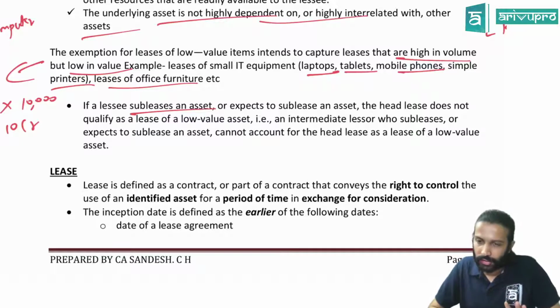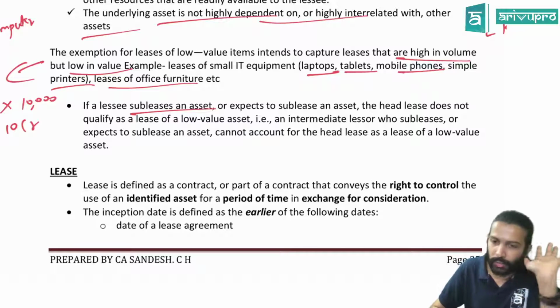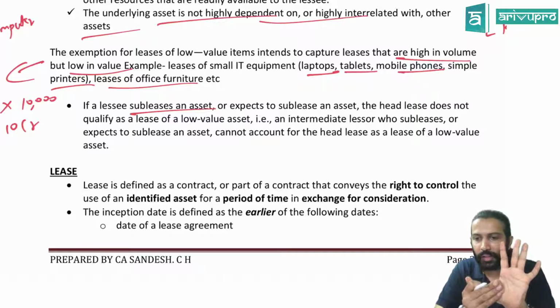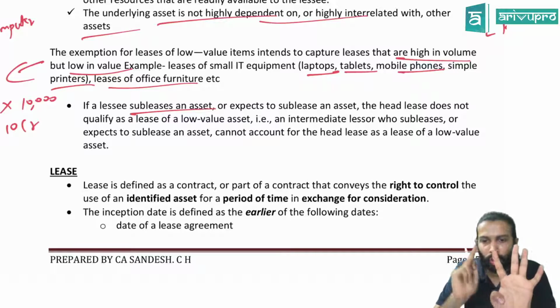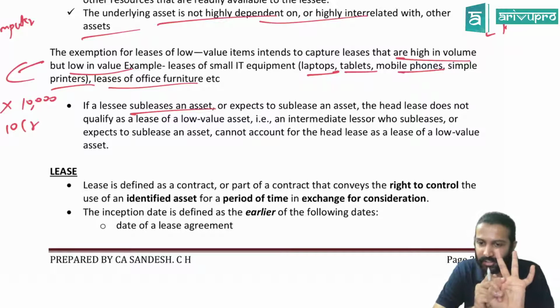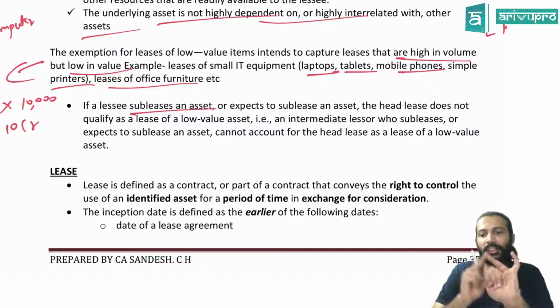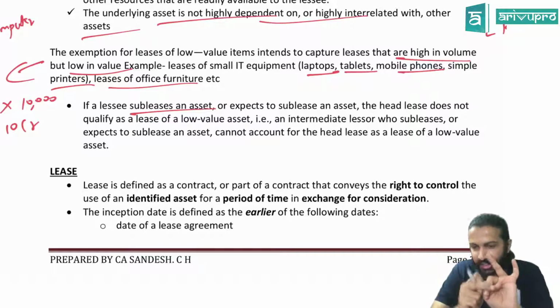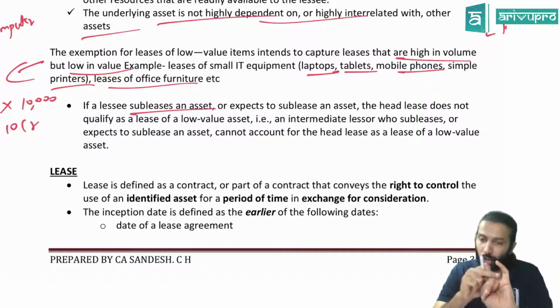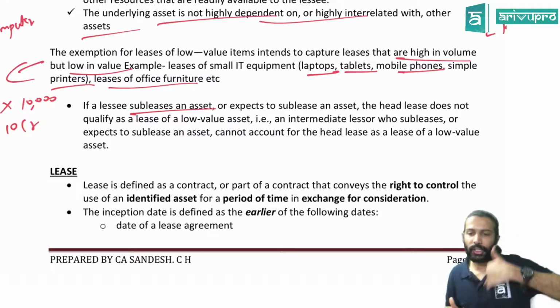Lease is a contract or a part of the contract which has 4 characteristics. One, right to control, or RTC, the use of an identified asset, for a certain duration known as the lease term, for a consideration known as the lease payment. So 4 features: RTC, identified asset, lease term, lease payment. If all 4 are there, then only it can become a lease.